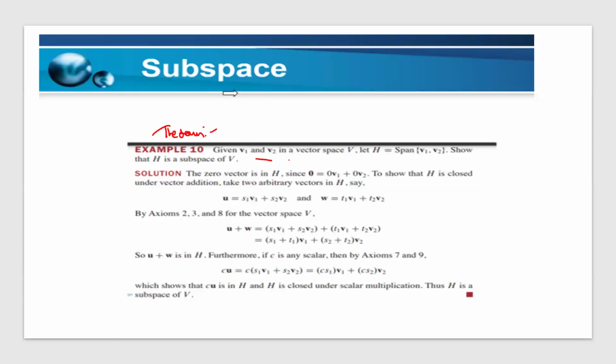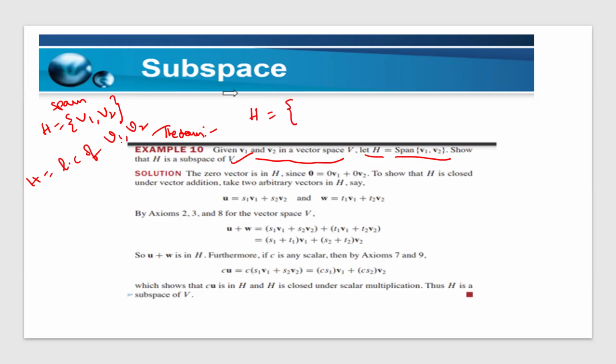Suppose V1, V2 are two vectors in the vector space V, let H be the span of V1, V2. Show that H is a subspace of V. So H is the span of V1, V2. That means H is the set of linear combinations of V1, V2, which I already explained in previous classes. It is of the form c V1 plus d V2.